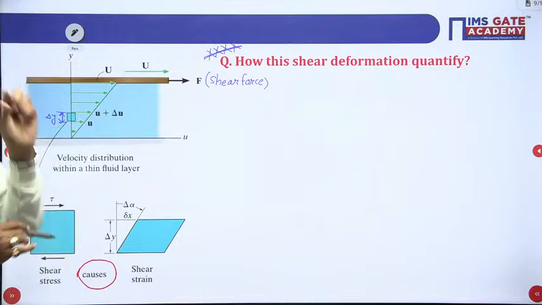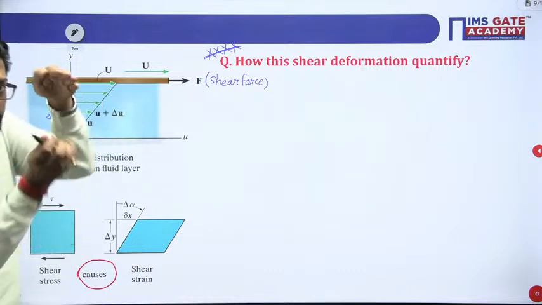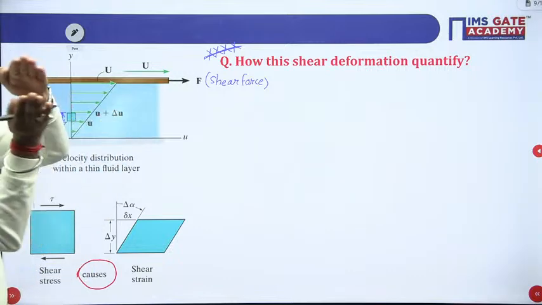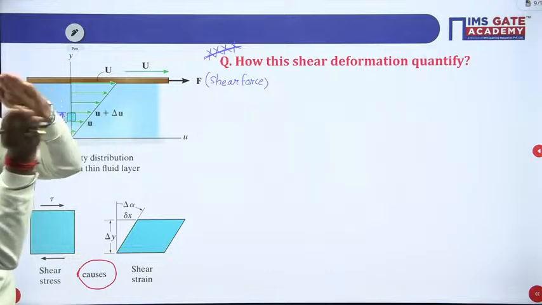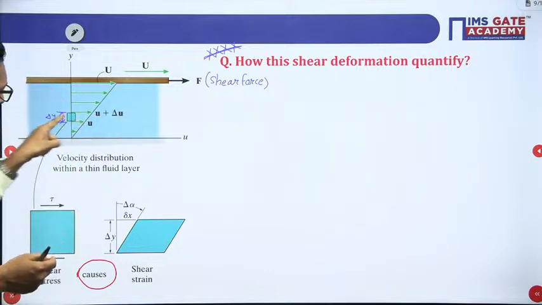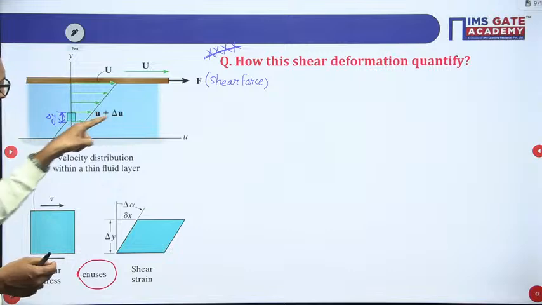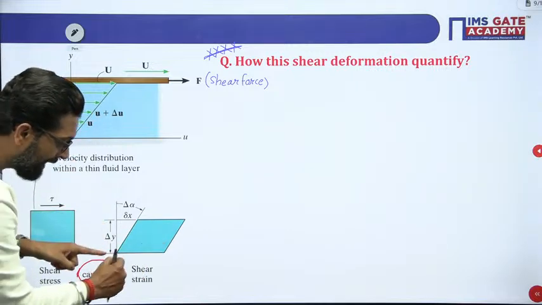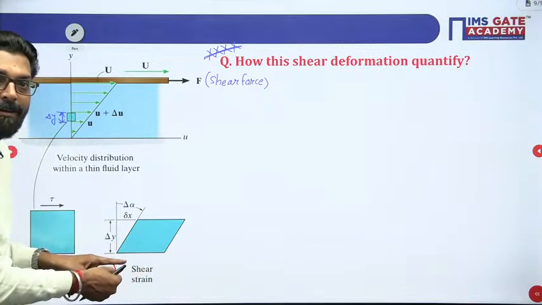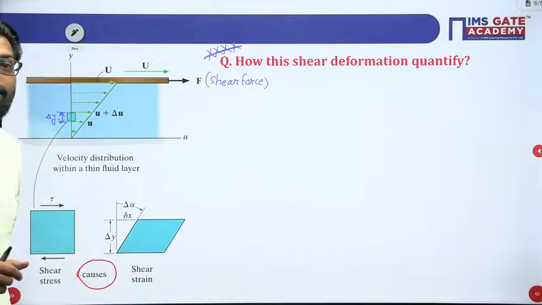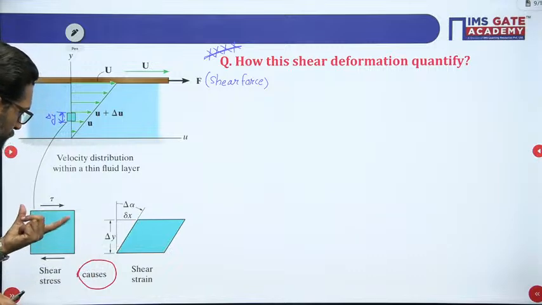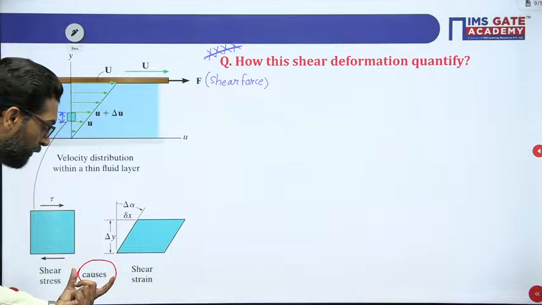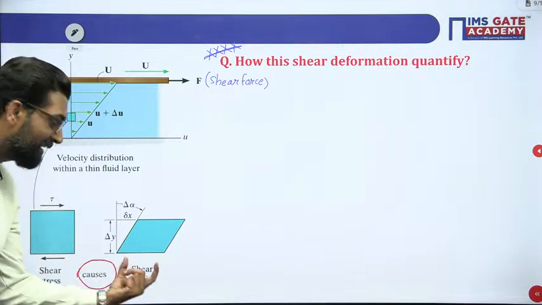This distance is your delta y. Very big. That means the distance between these two thin layers. The upper layer is moving with u plus delta u, the lower layer moving with u. So it is like that position, and that is the shear strain. So someone asks you, this is your shear stress. Due to that shear stress, the cause of the shear stress is a shear strain.